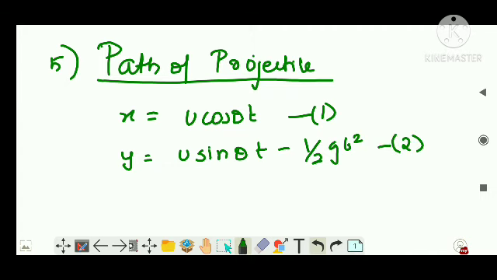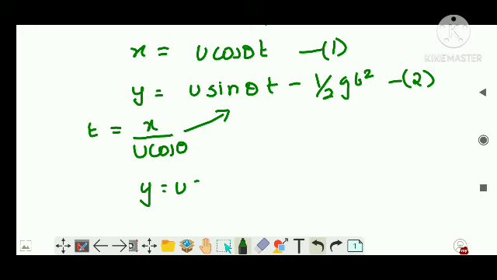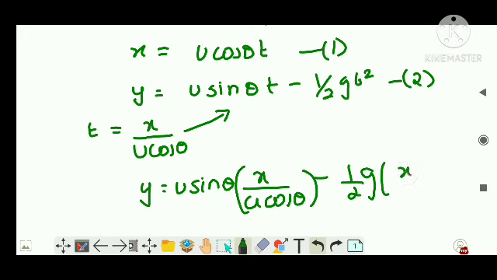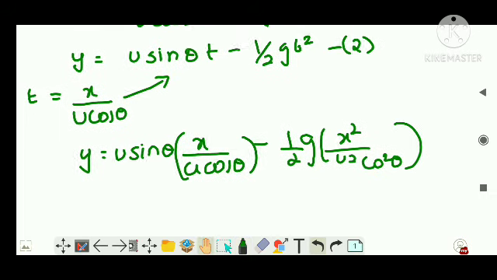Now from the first equation, I will write t is equal to x by u cos theta. I'm going to put this value in place of t in the second equation, so that y is equal to u sin theta times x by u cos theta, minus half g x squared by u squared cos squared theta, right?